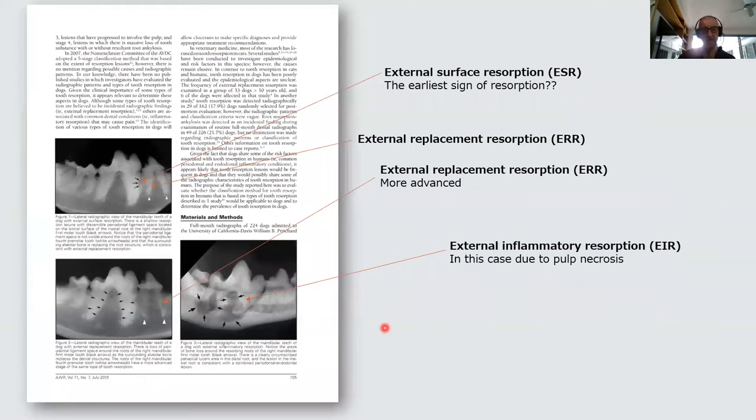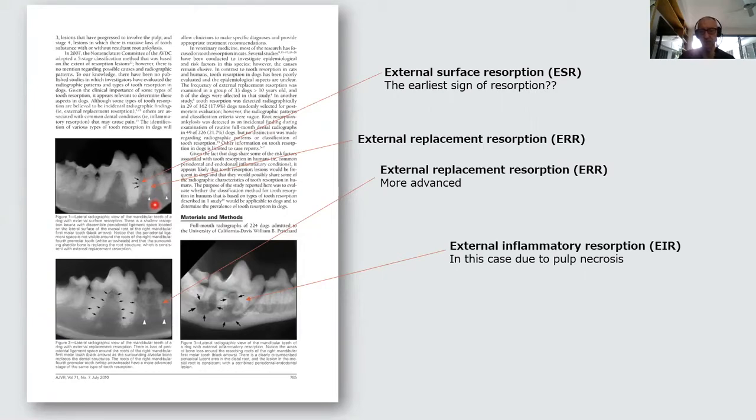So from the study, if you look at the page on the left-hand side, external surface resorption, or ESR, can be the earliest sign of tooth resorption. You can see that the periodontal ligament is still intact in this area, but there's loss of tooth structure in the root of this tooth. External replacement resorption could be an extension from surface resorption, where there's actually replacement of more of the root of the tooth, if not the whole root of the tooth, with bone. So it's similar to a type 2 resorption in cats.